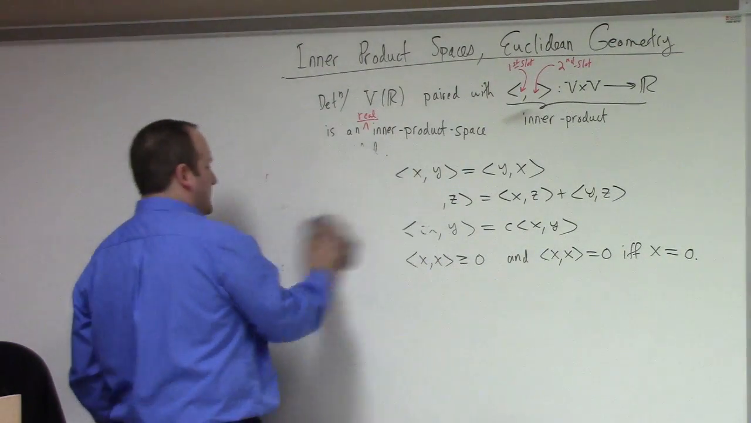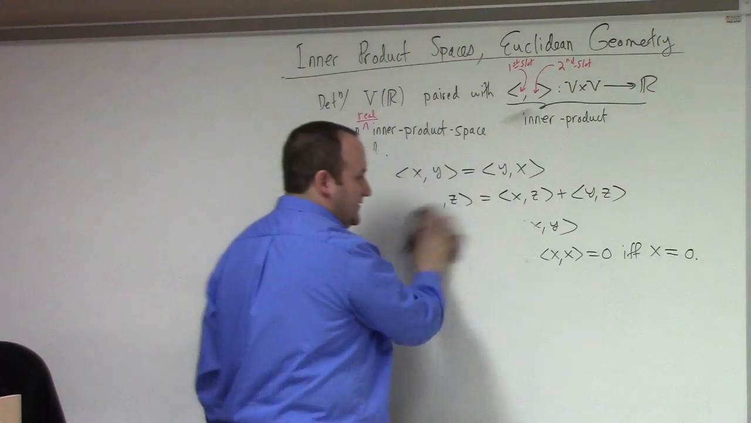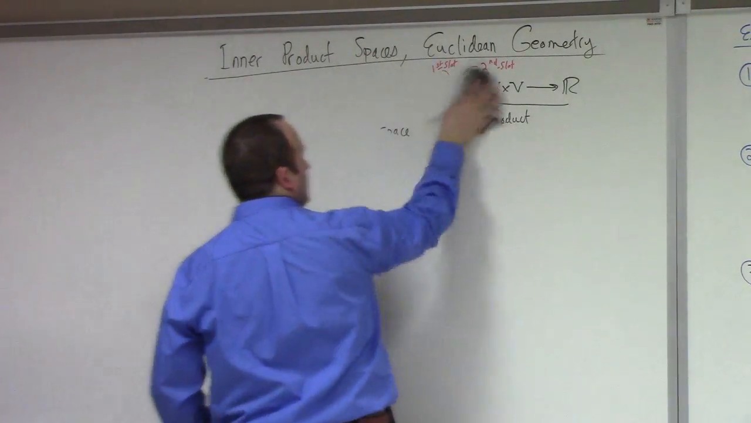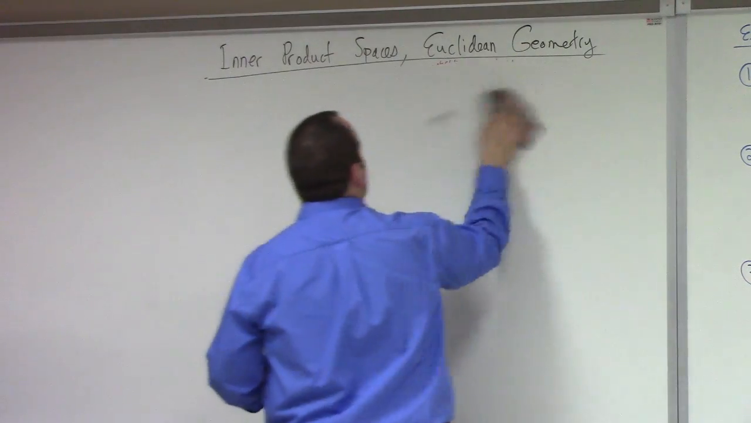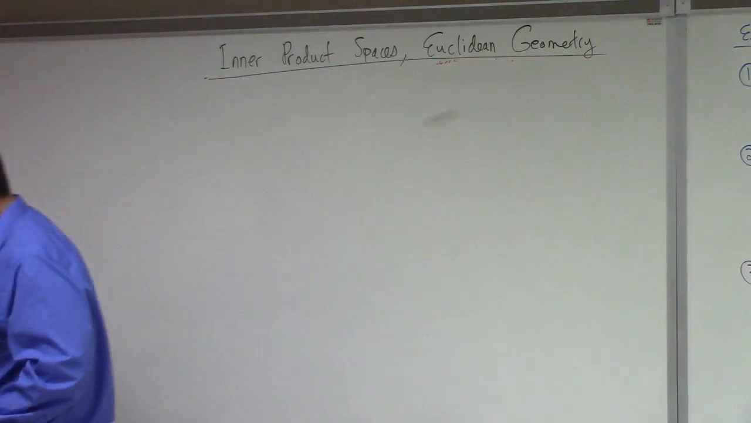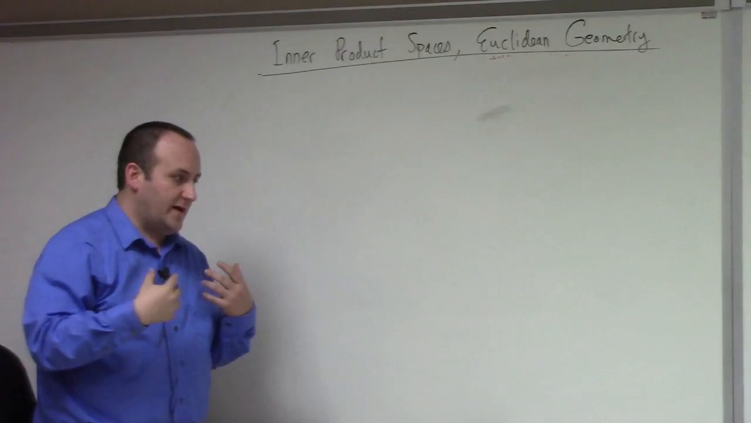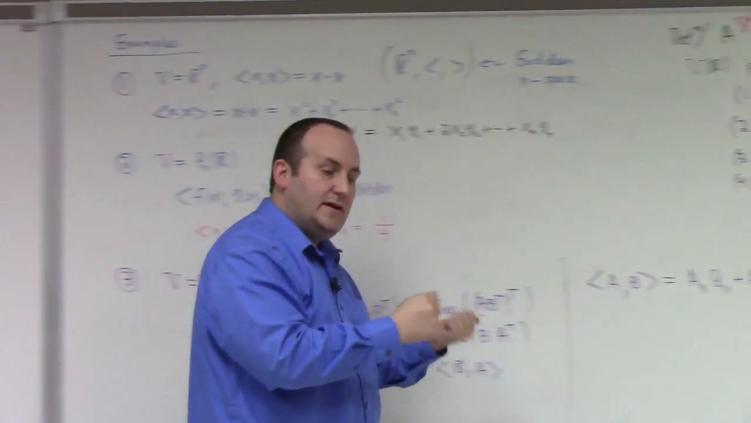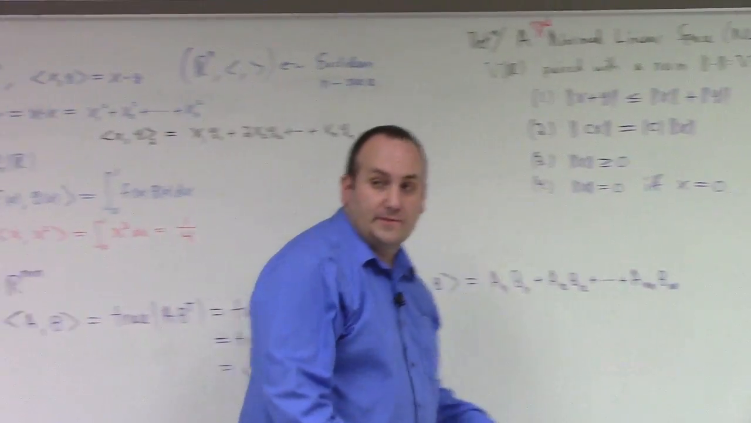So where this gets really interesting is in the study of projections. The study of shadows, really, of things onto other things. And fundamental to that discussion is the notion of orthogonality. So we need to define what it means for two vectors in an inner product space to be orthogonal.